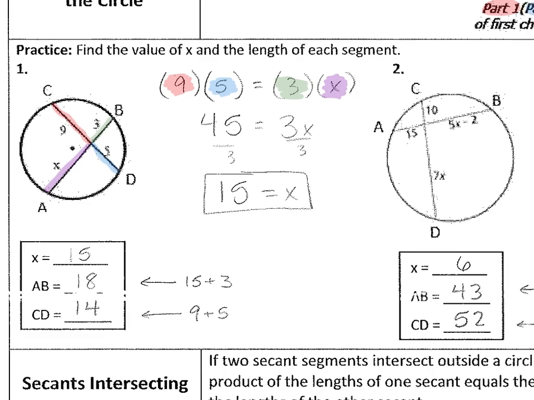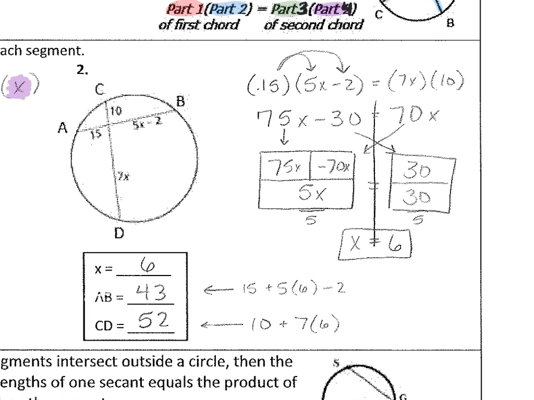If we see another example here, we have segments intersecting inside the circle. So I look at the inside circle formula and notice I need 4 parts. I need part 1. That is not decimal 15. That's just a rogue dot. That's just a 15. I need part 2, which is 5x minus 2. I need part 3, which is 7x. And I need part 4, which is 10. Notice again that part 1 and 2, my red and my blue, are on the same chord, and my green and purple are on the same chord.